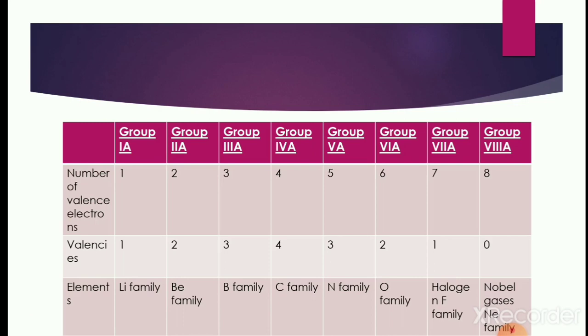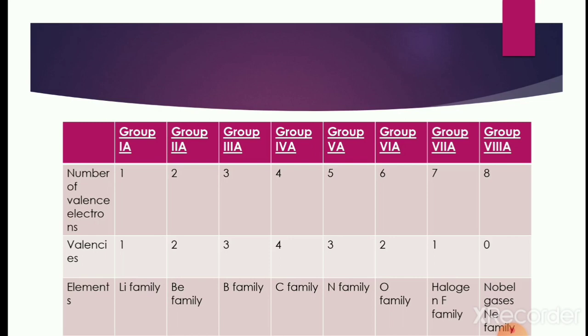Now, till group 4, the valency gets increased. So, for group 1, the valency will be 1, that means monovalent. For group 2, the valency will be 2, that means divalent. For group 3, the valency will be 3, that means trivalent. For group 4, the valency will be 4, that means tetravalent.